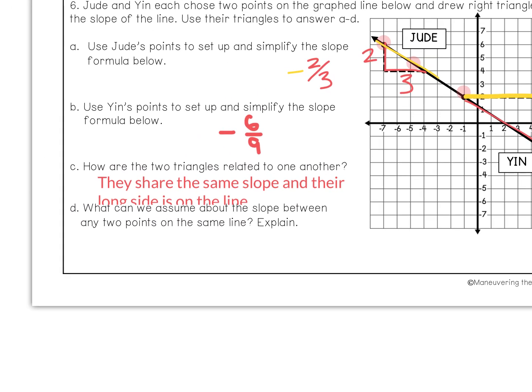Okay, and what can we assume about the slope? It's always the same. So if you have 2 points on the same line, the slope is always the same. Always, always, always the same.